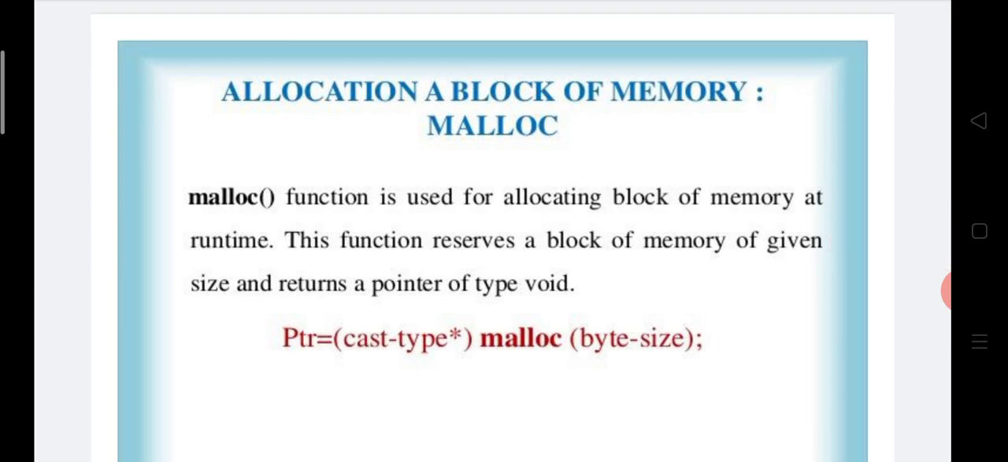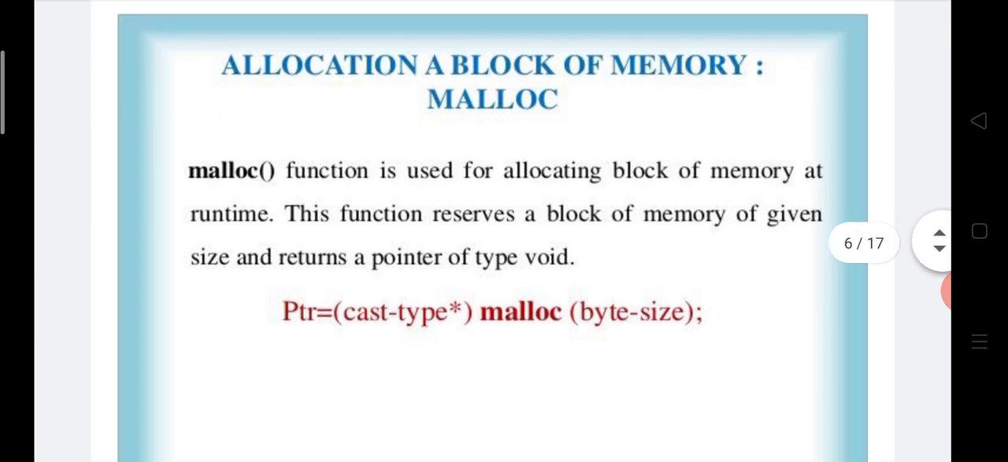Now we can see here allocation of a block of memory: malloc. The malloc function is used for allocating a block of memory at runtime. When we execute any C program, if you want to allocate one memory block for a particular element, then we can use the malloc function. This function receives a block of memory of a given size and returns a pointer of type void.